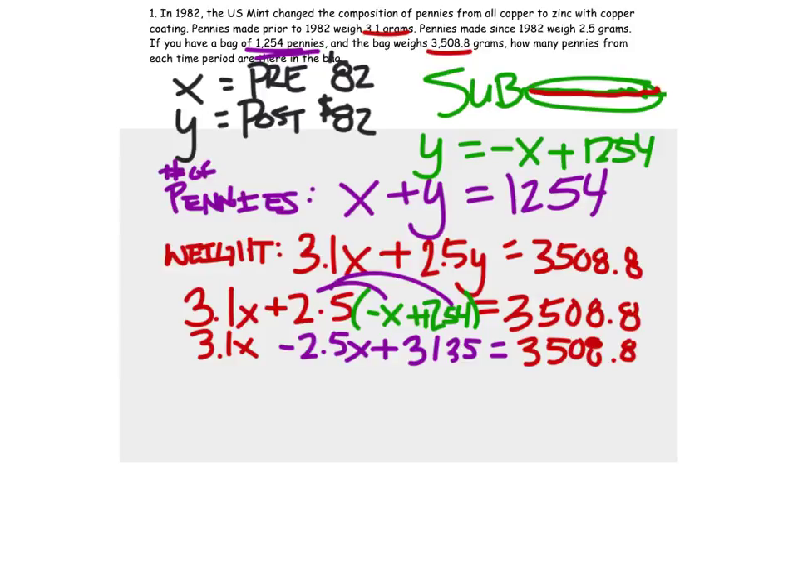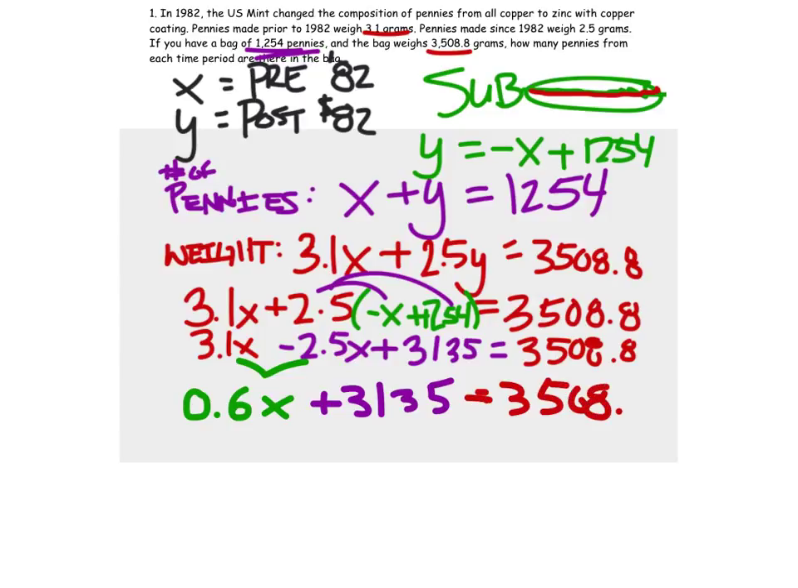So let's combine like terms. If I combine the x's, I got 3.1x minus 2.5x. That's 0.6x. Now I still got this plus 3135, and this equals 3508.8. Now I don't want this 0.6x added to anything, so I need to get rid of that 3135 by subtracting 3135 from both sides.